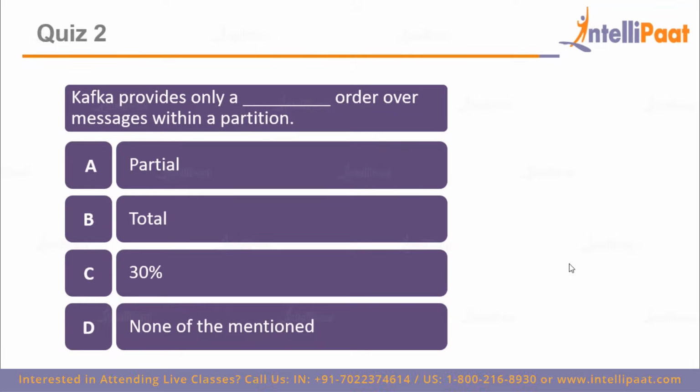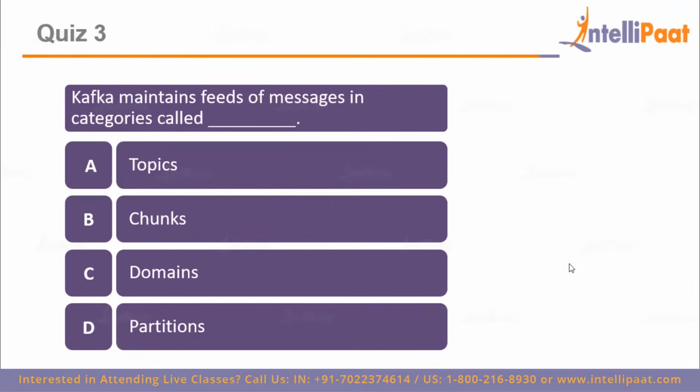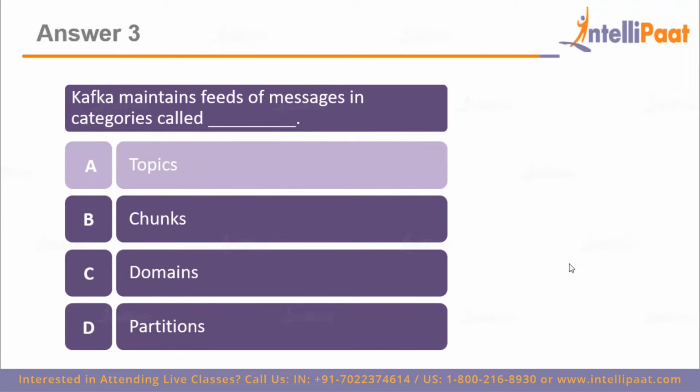Then we have our next quiz over here. So Kafka provides only a dash order over messages within a partition. So Kafka provides only a total order over messages within a partition. Question number 3. So Kafka maintains feeds of messages in categories called, so what would be the answer to this? So the answer is topics. So all of the feeds of messages are stored in categories called as topics.